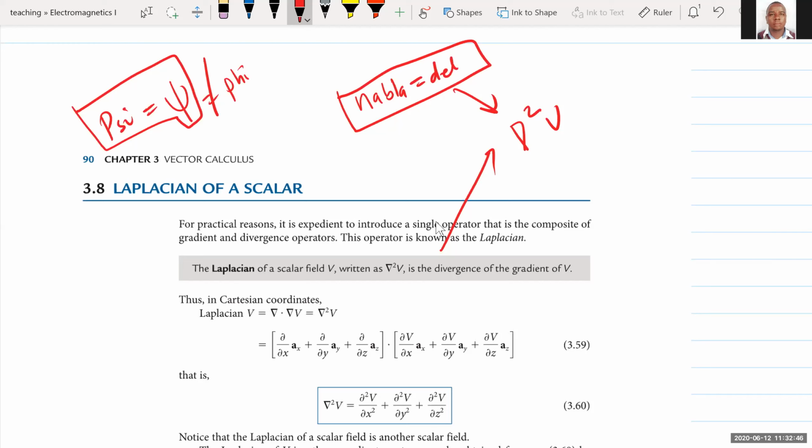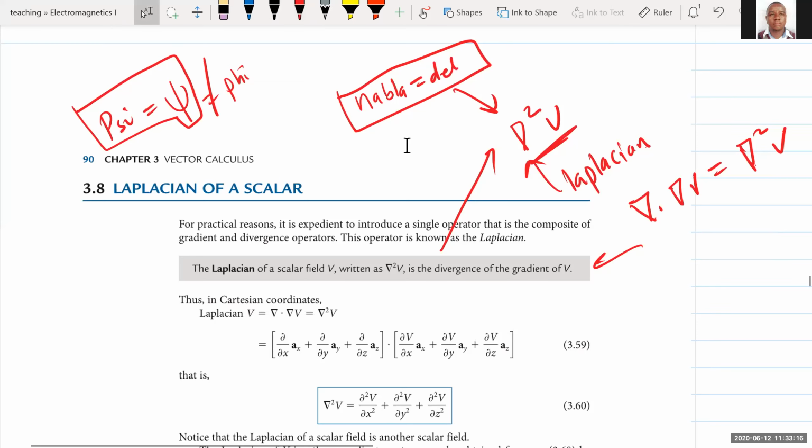So we can call this one nabla squared or del squared. This nabla squared is the one that illustrates the concept of Laplacian, and it is the divergence of the gradient of V. So if you have the divergence of the gradient of V, this is equal to nabla squared V. So that is the definition.